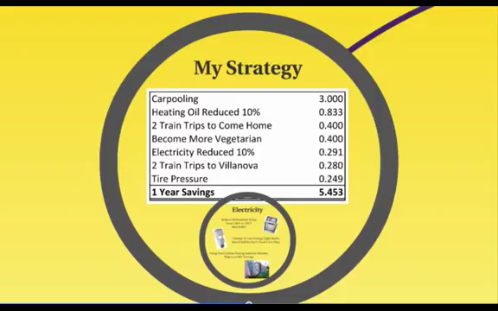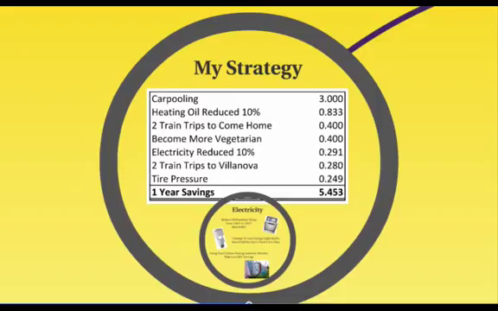Here's another thing we could do regarding transportation. My daughter flies home a few times a year from Villanova to visit us. If instead of flying she took a train, that would save 0.4 metric tons. And if I did inch my way to becoming even a little bit more vegetarian, one site gave different measurements for different grades of being vegetarian, and if I inched to the next one down, I could save another 0.4. If we tried to reduce our electricity even more, that would save 0.291.